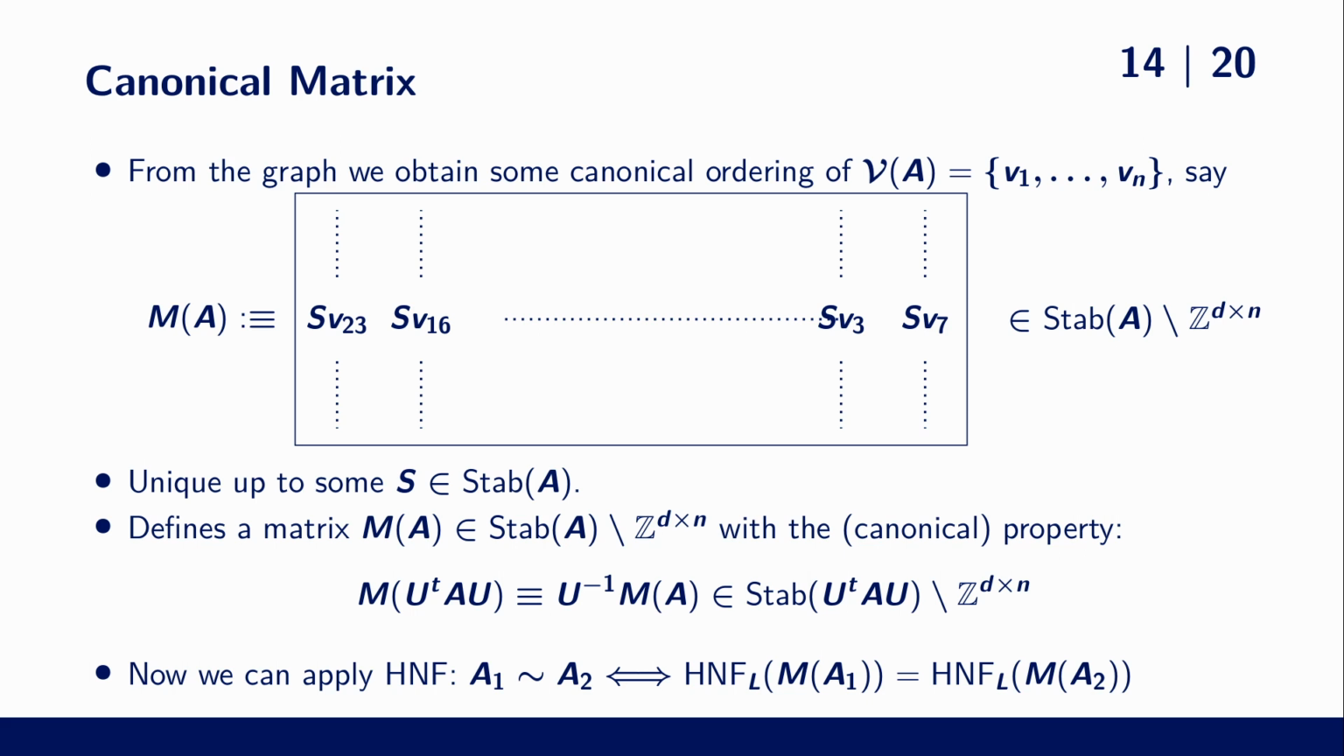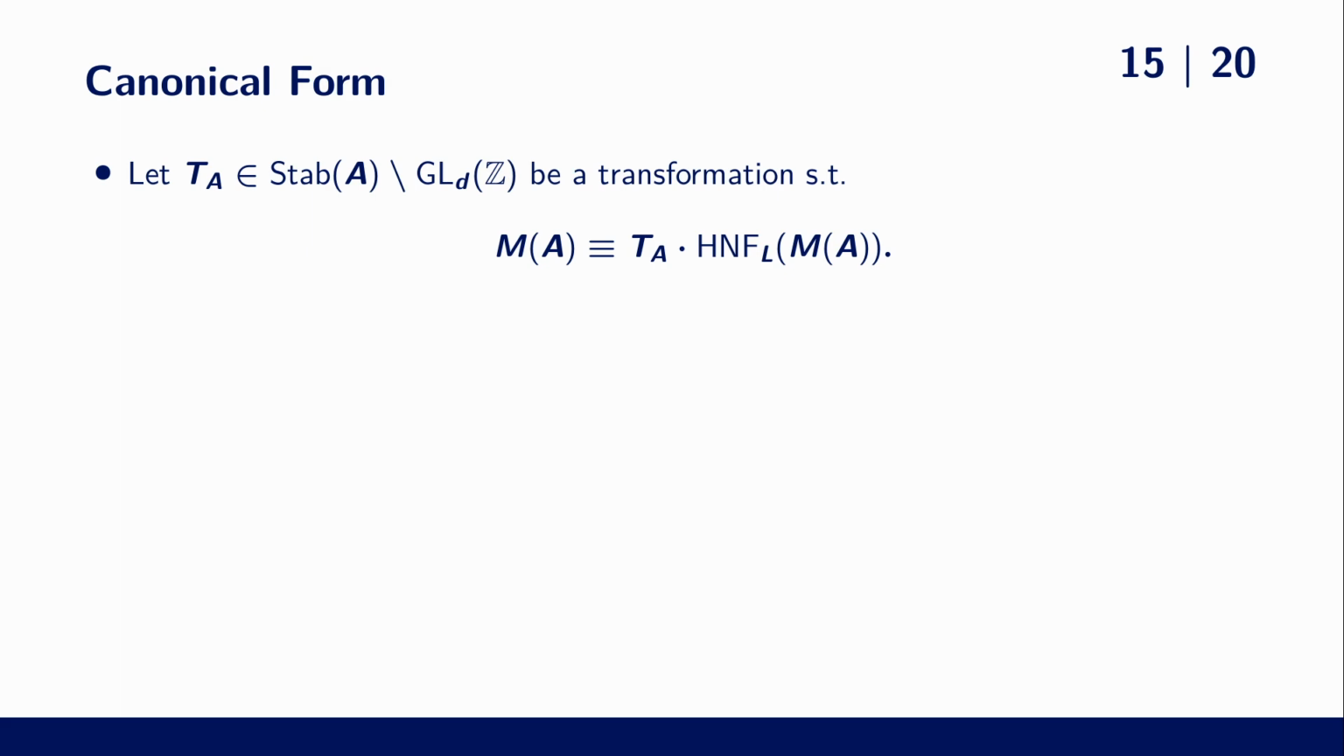So this Hermite normal form of this constructed matrix actually gives some kind of canonical label to a form. However, we now want to translate this back to actually obtain a canonical form. So let T_A be the unique transformation such that the matrix M_A is equal to T_A times the Hermite normal form of M_A. Note that because M_A is uniquely defined up to the stabilizer of A, this T_A will also be uniquely defined up to the stabilizer of A.